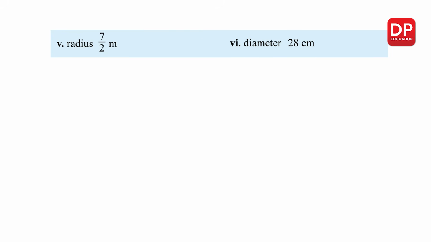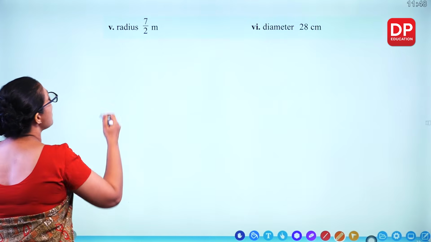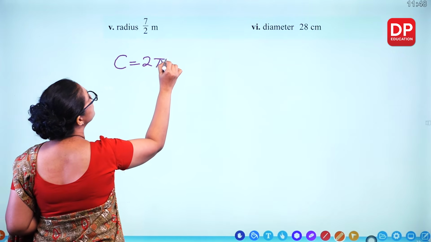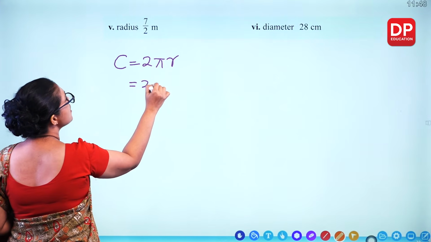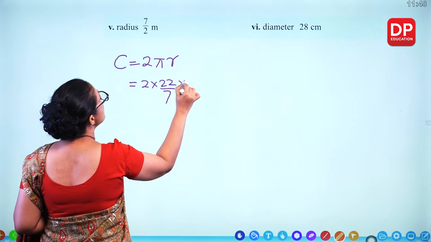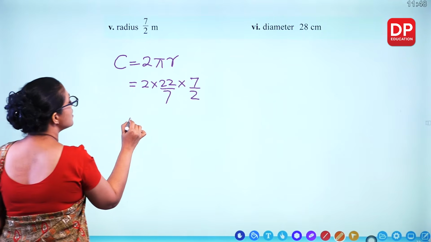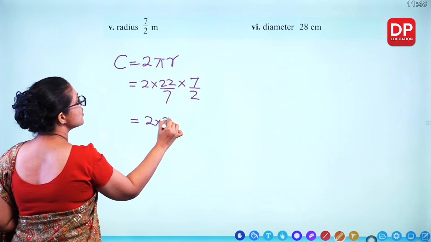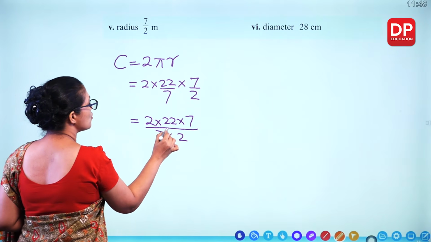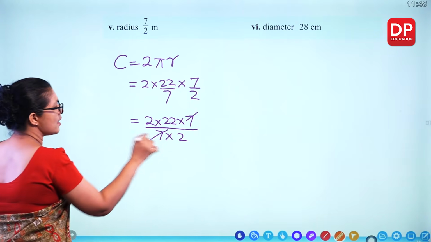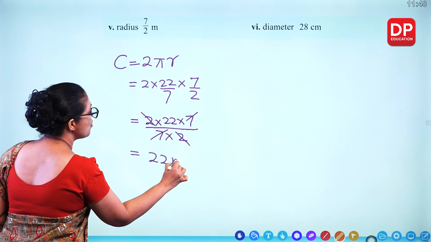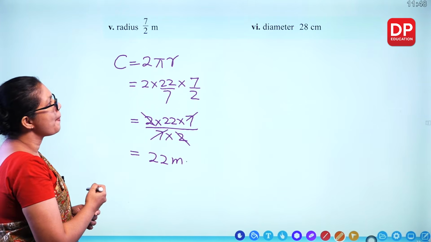Radius 7 over 2, already as a fraction. So we can use C equals 2 pi r. 2 times pi, 22 over 7, r is 7 over 2. So 2 times 22 times 7 over 7 times 2. 7 gets cancelled out. 2 with 2. So what's the answer? 22 meters.